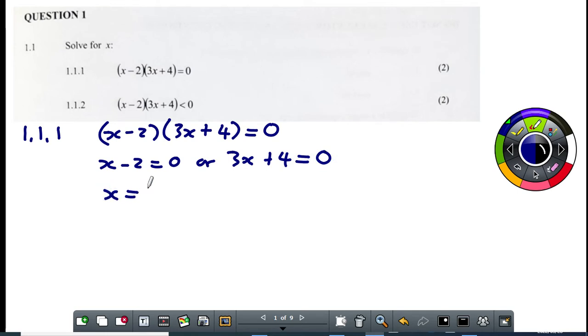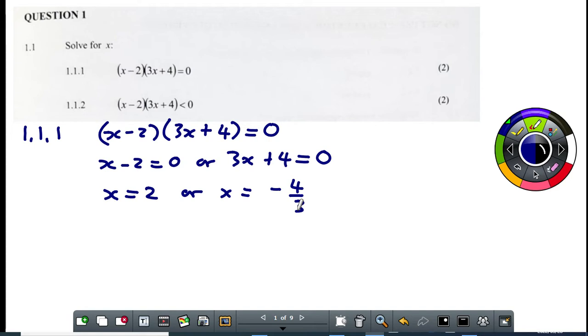So this will give you x equal to 2, and that one will get x equal to minus 4 over 3. There is no need here to remove brackets, please. As long as you've got two binomial factors and there's an equal sign on the right hand side, there is no need to remove brackets. Okay, so that's straightforward. It is 2 marks, so 1 mark for each answer.